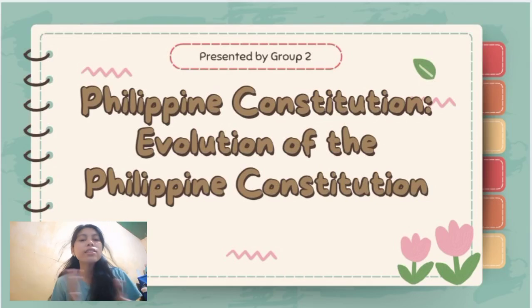Hello everyone, today's lesson is about the Philippine Constitution, the evolution of the Philippine Constitution. Think of a constitution like a rule book for a country. It explains how the government works and what rights people have. The Philippines has had several rule books throughout history, reflecting the country's changing needs and experience.